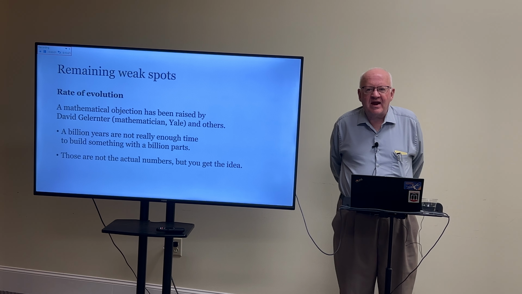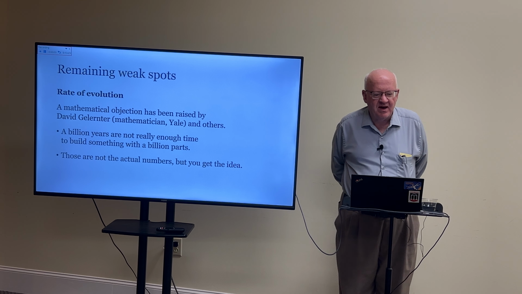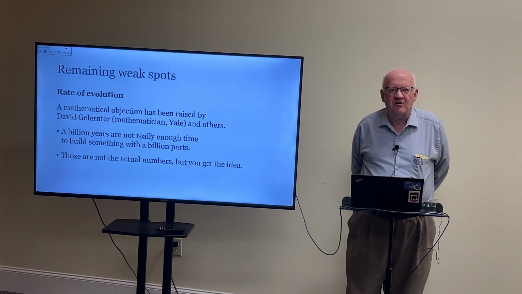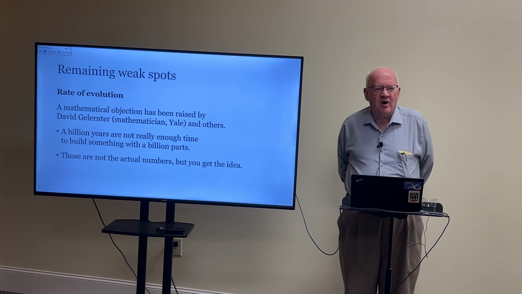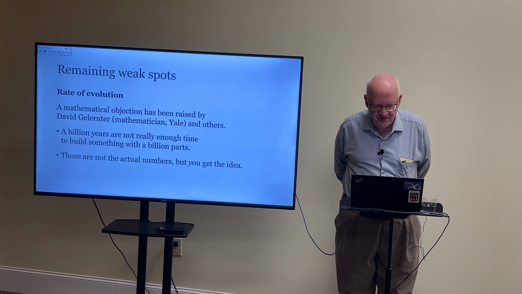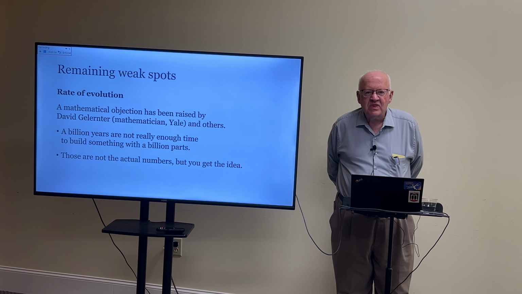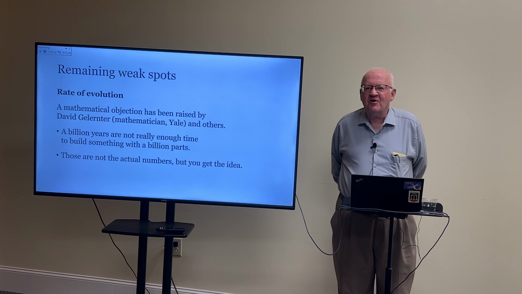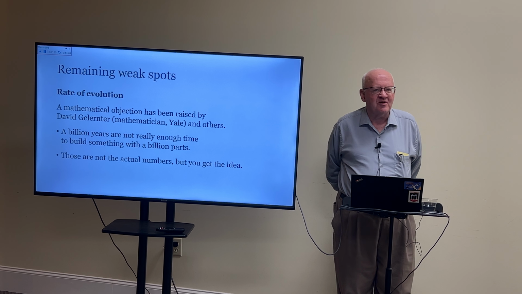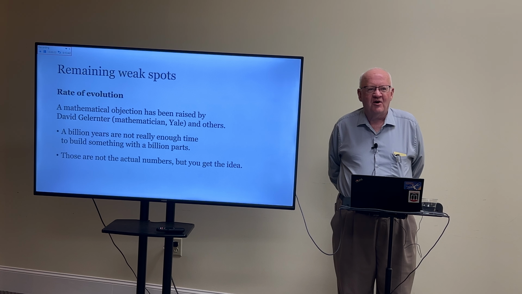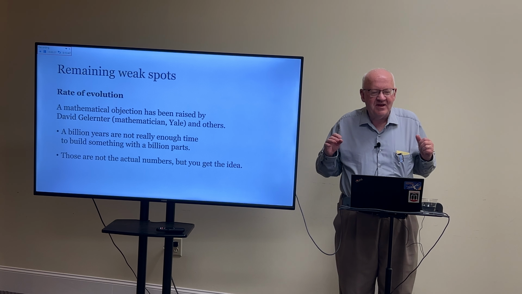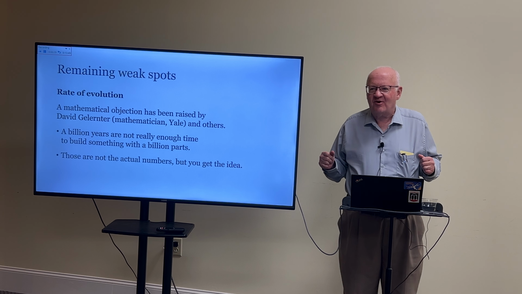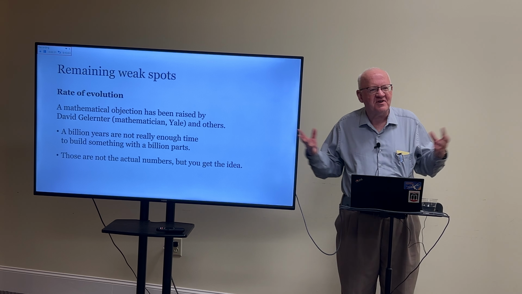Now, there is a mathematical objection that has been pointed out by the Yale mathematician David Gelernter, who was also a Unabomber victim. He's in the Department of Computer Science at Yale University, unless he's retired by now. His objection could be summed up simply as, 1 billion years are not really enough time to build something with 1 billion parts when you're doing it by random variation and natural selection. Billions are not the actual numbers here. It's more than 1 billion years and more than 1 billion parts.